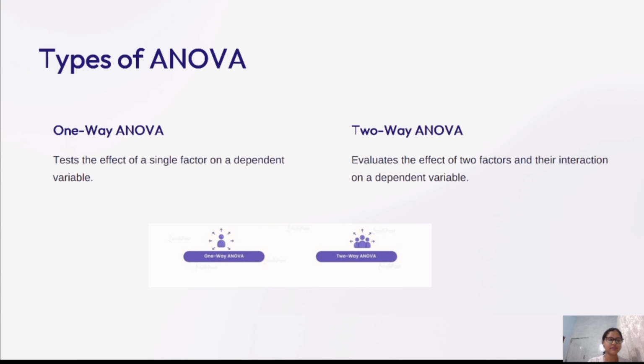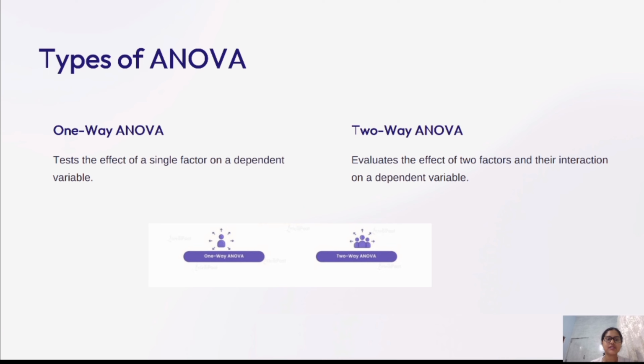Types of ANOVA. There are two types of ANOVA, that is one-way ANOVA and two-way ANOVA. A one-way ANOVA is a statistical method used to compare the means of three or more independent groups to determine if there is a significant difference between them. It helps in understanding whether any of the group means are statistically different from each other.